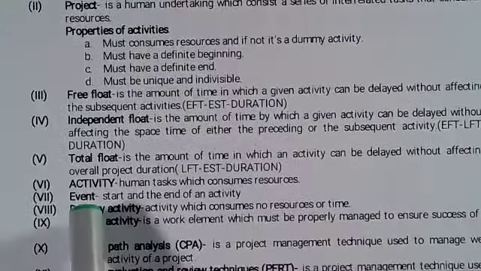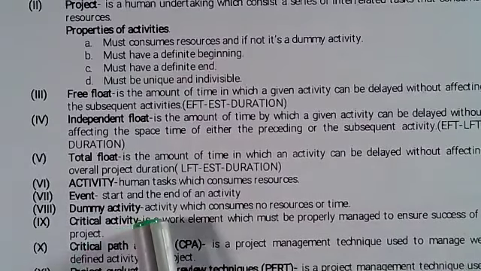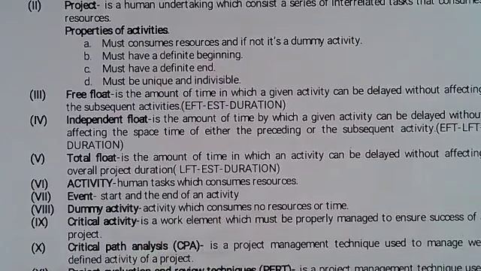That's the project. Then I want us to come here to activity. What's an activity? Now an activity is a human task which consumes resources. Also we have the events. What are events? Events are the start and the end of an activity. And then we have what we call a dummy activity. Now a dummy activity is something like an activity which does not consume any resources nor time.